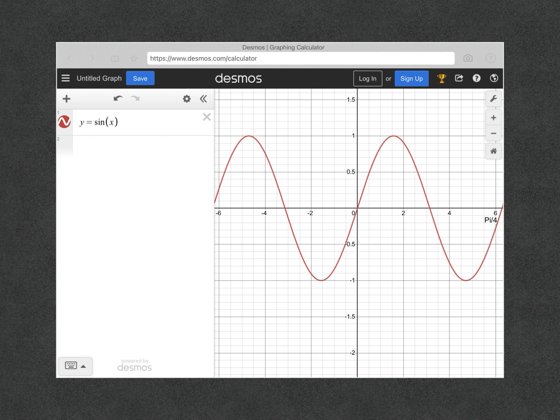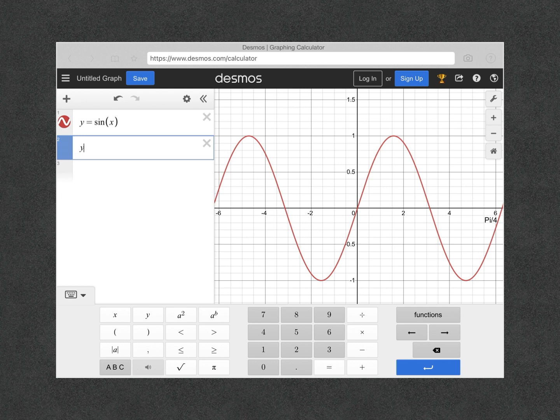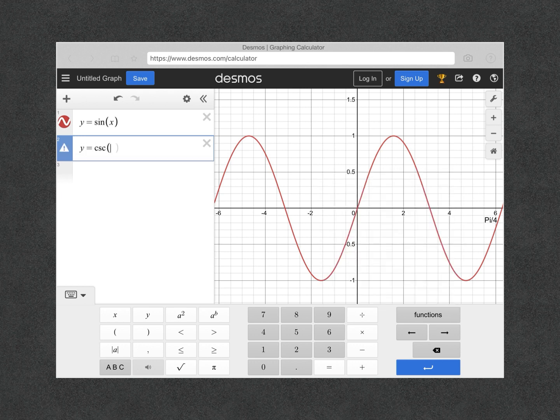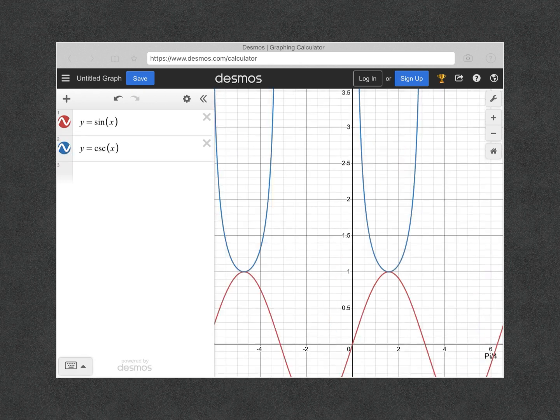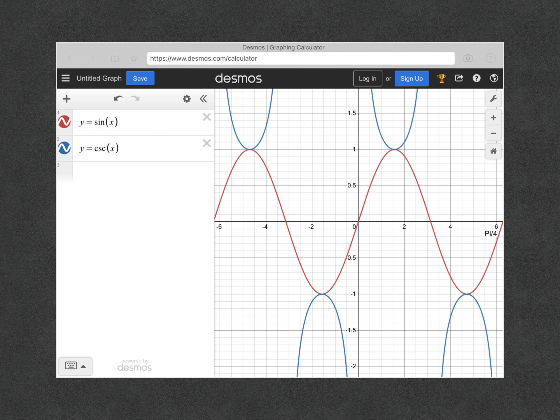Okay? All right, and then just for fun, we can do y equals, let's do cosecant x, so we can see how its vertical asymptotes are going to be right where it crosses at negative pi, 0, pi, and you can see those on the graph for cosecant.